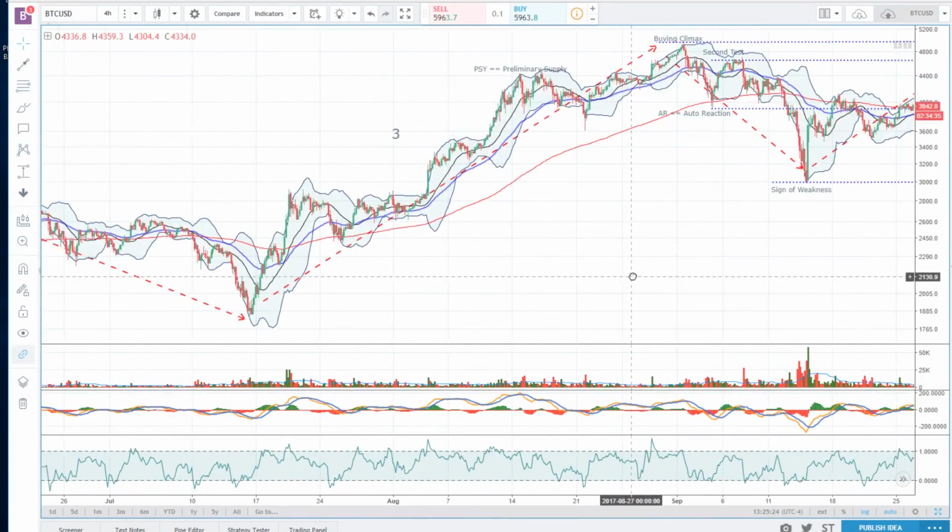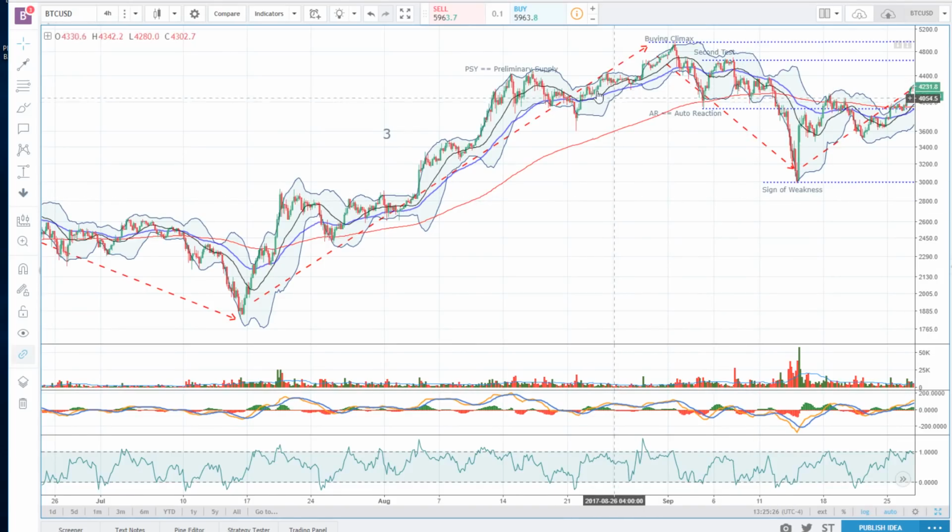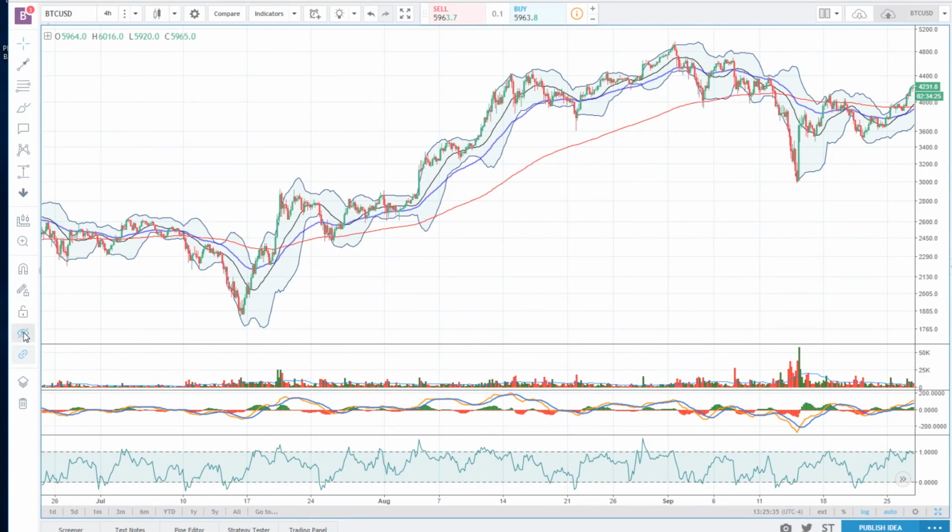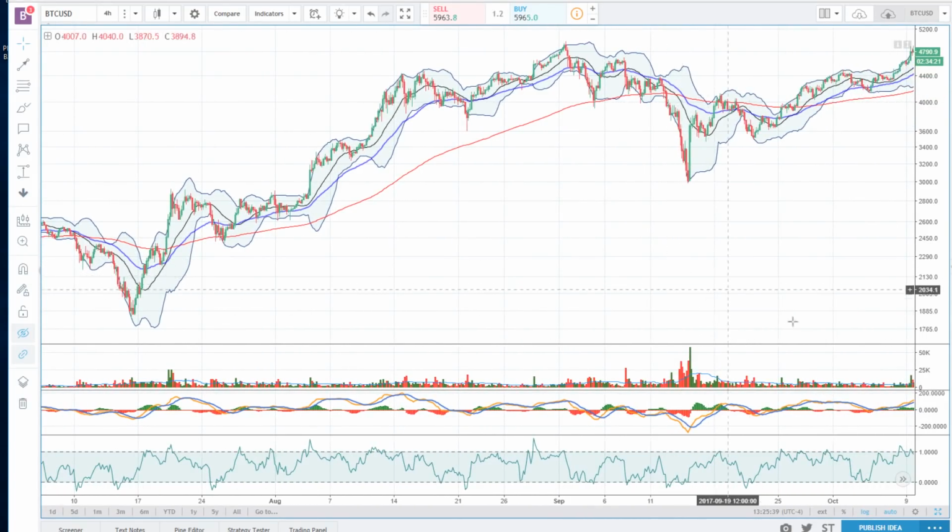Let's see. I wish I could just cover this. Oh, can I do that? Oh God, TradingView is awesome. Okay. So we see this over and over again.